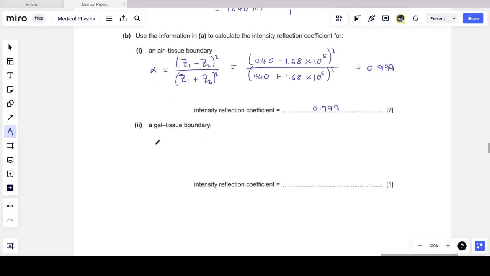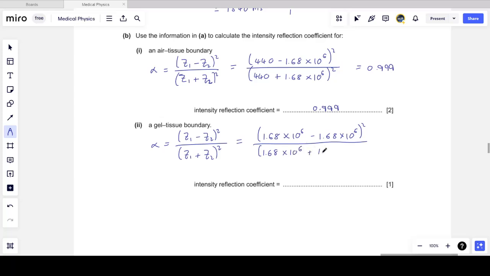What about a gel tissue boundary? So again, alpha is (Z1 minus Z2) all squared over (Z1 plus Z2) all squared, where Z1 and Z2 here are the values for the specific acoustic impedance for gel and tissue. Again, we get that from our table. And this is 1.68 times 10 to the power 6 minus 1.68 times 10 to the power 6 all squared over 1.68 times 10 to the power 6 plus 1.68 times 10 to the power 6 all squared. Now you can clearly see what this gives us. This gives us 0. Obviously, in reality, it's close to 0, not exactly 0, but it's approximately 0. The intensity reflection coefficient is 0.